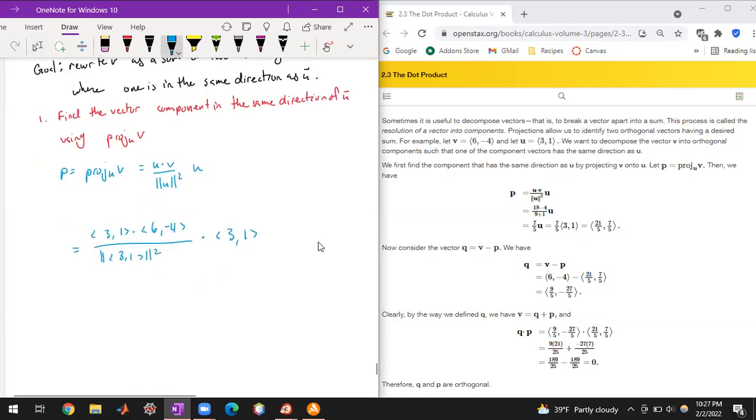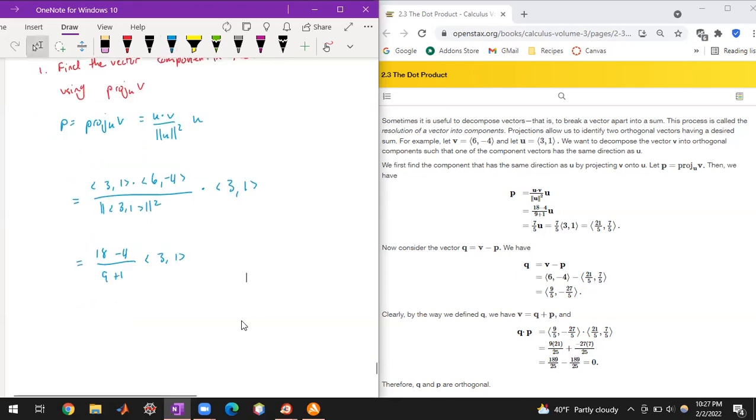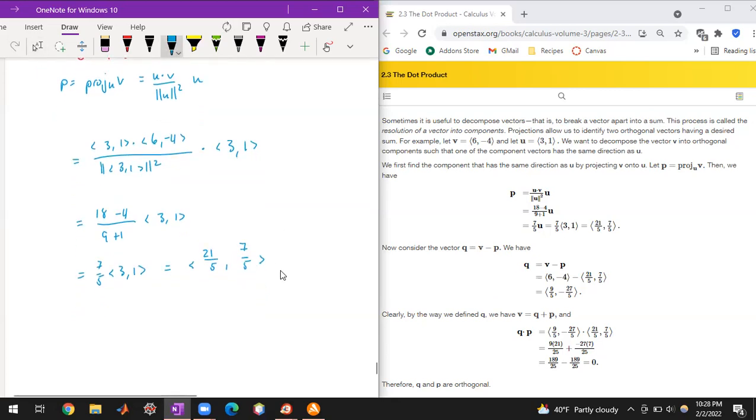Let's compute this with them. Our numerator is going to become 18 minus 4, and our denominator becomes 9 plus 1, times our vector u, which is equal to 12 over 10. I'm sorry, 14 over 10, my mistake, which simplifies to give us 7/5. So once we do that distribution, we get 21 over 5, 7 over 5. So this is our projection of v onto u.